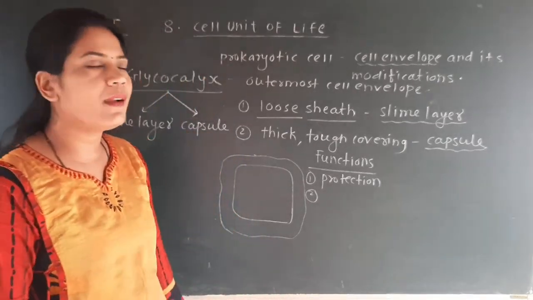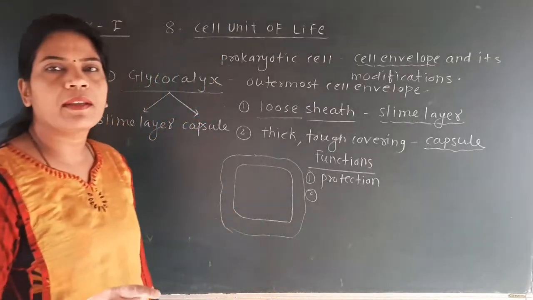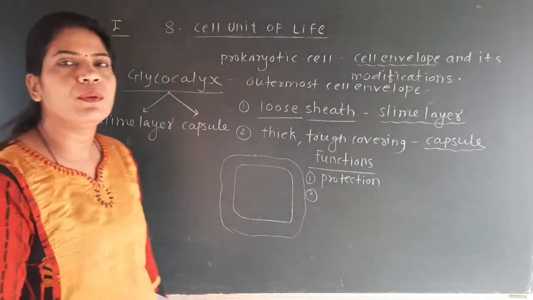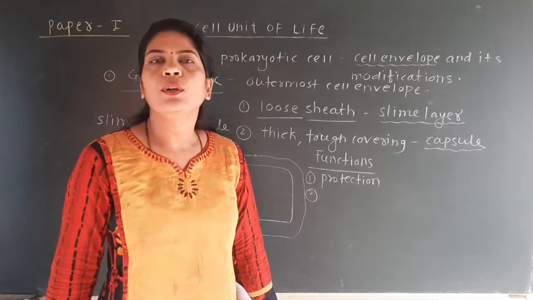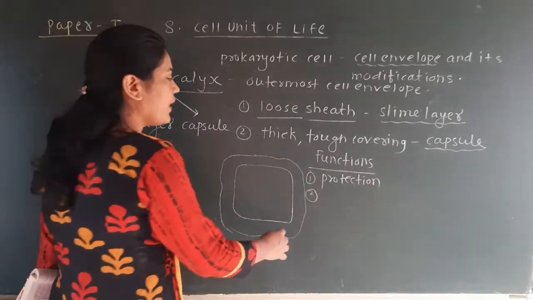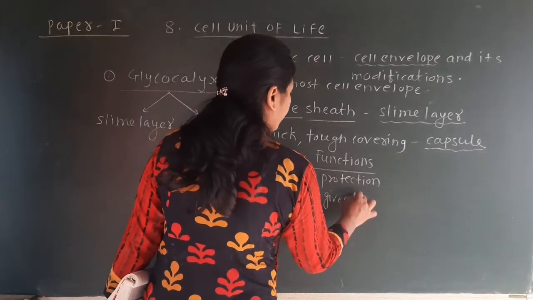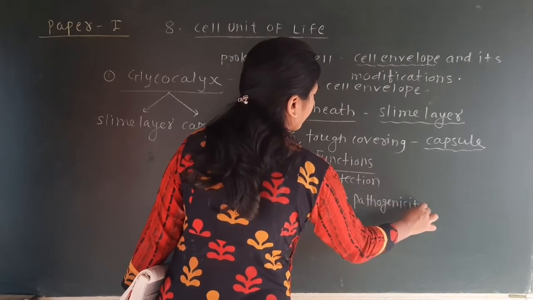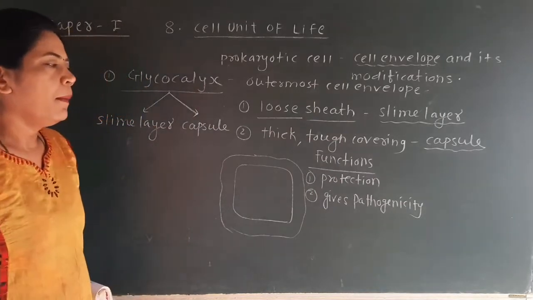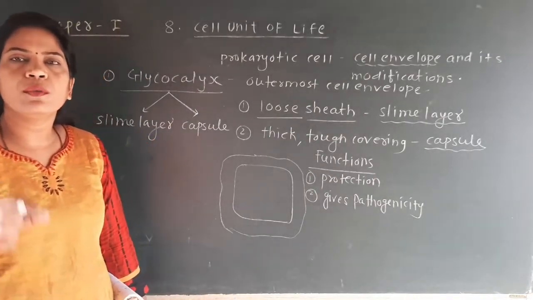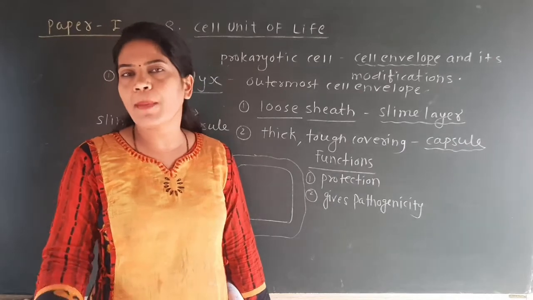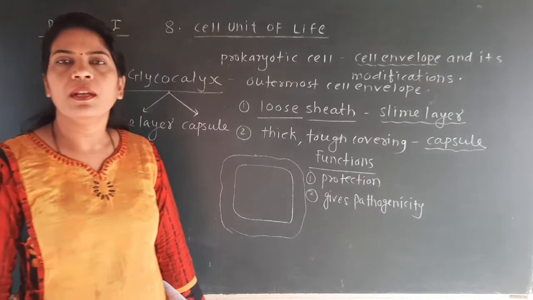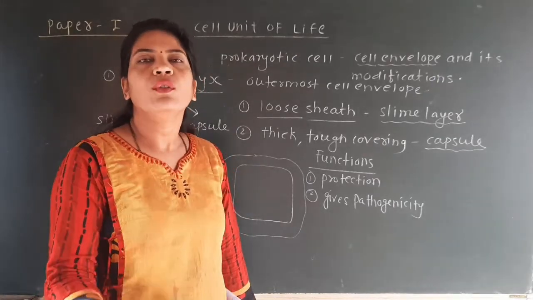So those bacteria which have a capsule, which is a form of glycocalyx, this capsule gives pathogenicity to that bacterial cell. So the second function is it gives pathogenicity, meaning those bacteria which have a capsule are pathogenic, harmful bacteria, and those bacteria which do not have a capsule are called non-pathogenic, harmless bacteria.